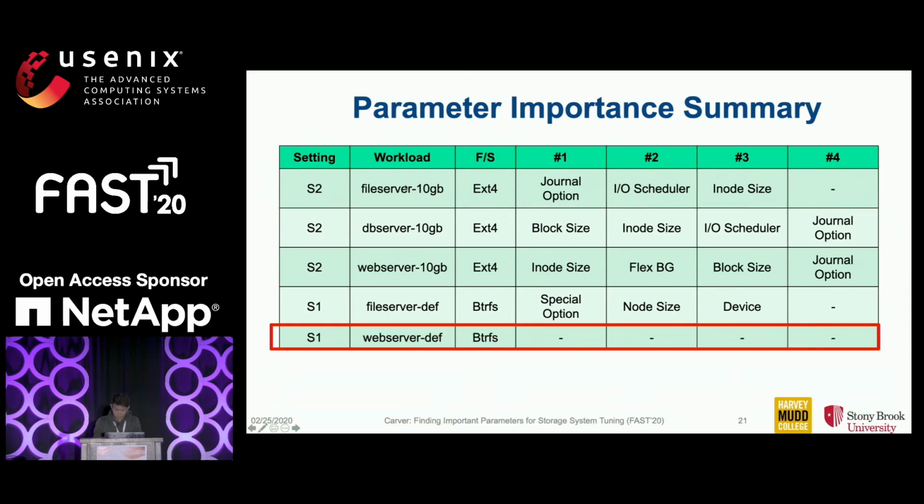Note here that for BTRFS under the default web server, we didn't find any important parameters. This is because the web server is a workload consisting mostly of read operations, and the default working set size provided by Filebench is very small. So all BTRFS configurations actually produce quite similar throughput values under this workload.